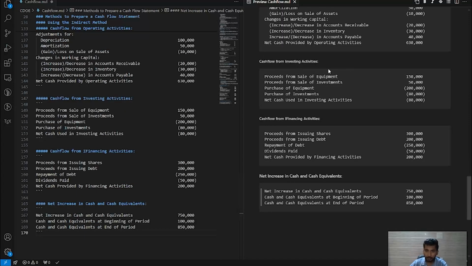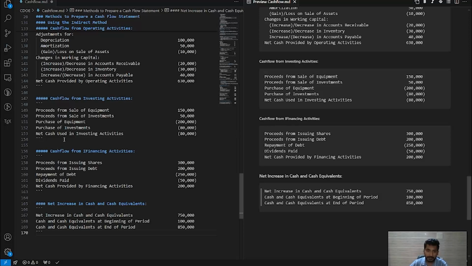After that, we followed the cash flow from investing activities. We have the proceeds from the sale of equipment, that is 1,50,000. Proceeds from the sale of investment is rupees 50,000. Purchase of equipment is rupees 2 lakh. Purchase of investment is rupees 80,000. And then the net cash used in investing. Since these are purchases, it is showing a negative figure.